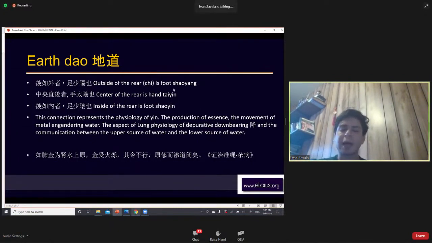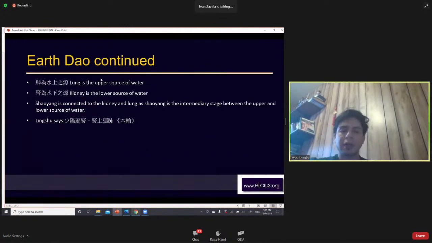Now, why foot Xiaoyang? Okay, so lung is the upper source of water, kidney is the lower source of water. Xiaoyang is connected to the kidney and lung, as Xiaoyang is the intermediary stage between the upper and lower source of water. Ling Shu says, Xiaoyang belongs to the kidney, the kidney goes upward and connects with the lung, in the Ben Shu chapter, which I think is chapter 2 of this one, where it says Xiaoyang is connected to the kidney, and the kidney upward links with the lungs, right?